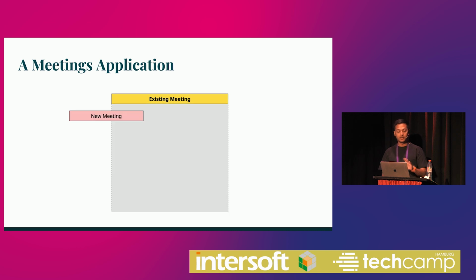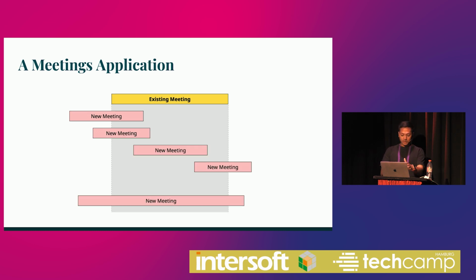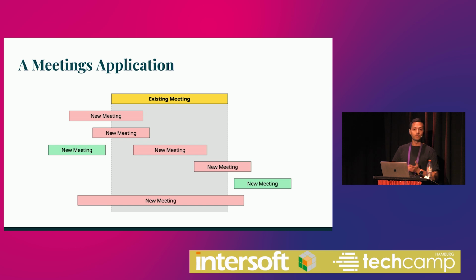If there is an existing meeting, we cannot be in 2 meetings at the same time. So we should not allow anyone to create a meeting that overlaps with any meeting that I've confirmed for attending. So all of these meetings, they are overlapping with my existing meeting in yellow. So they should not be allowed to be created. But these green meetings should be OK to create because they are not overlapping with my existing meeting, and I can go from one to the other.